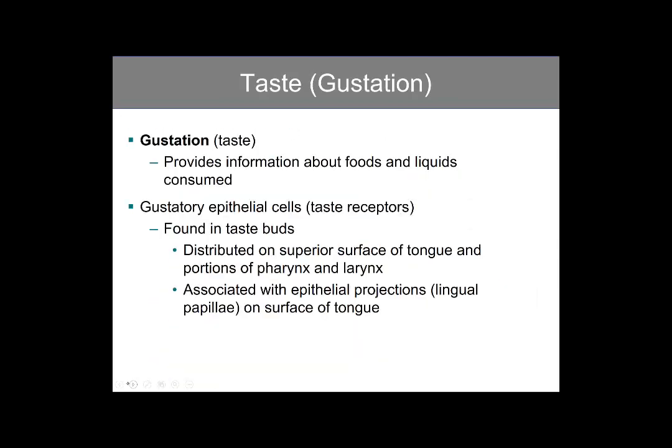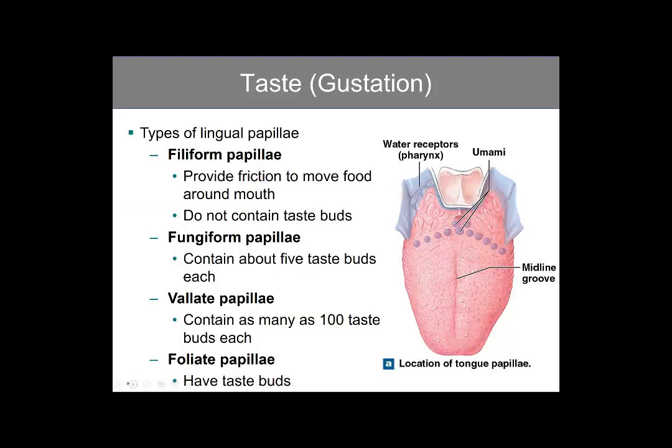Gustation, our sense of taste, provides the brain with information about the different substances that we place into our mouths. Gustatory epithelial cells, or taste receptors, are located within taste buds, and they're distributed on the superior surface of the tongue and portions of the pharynx and larynx. They're associated with epithelial projections, called lingual papillae, that exist on the surface of the tongue.